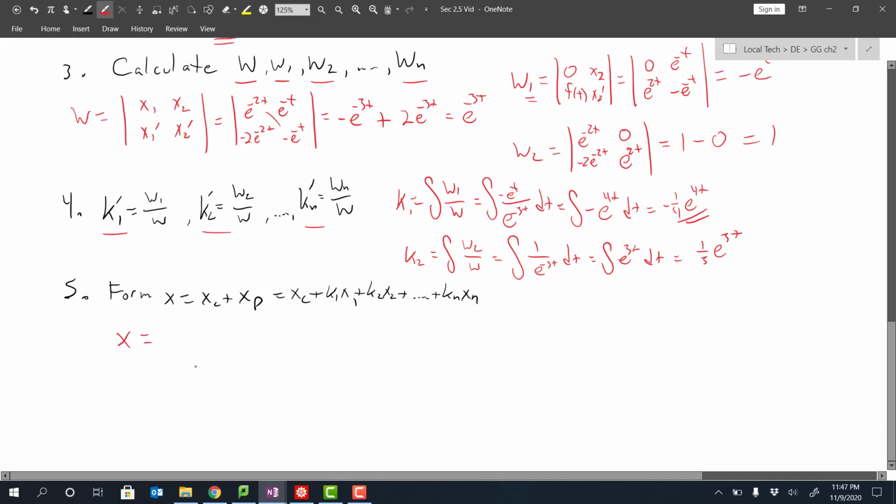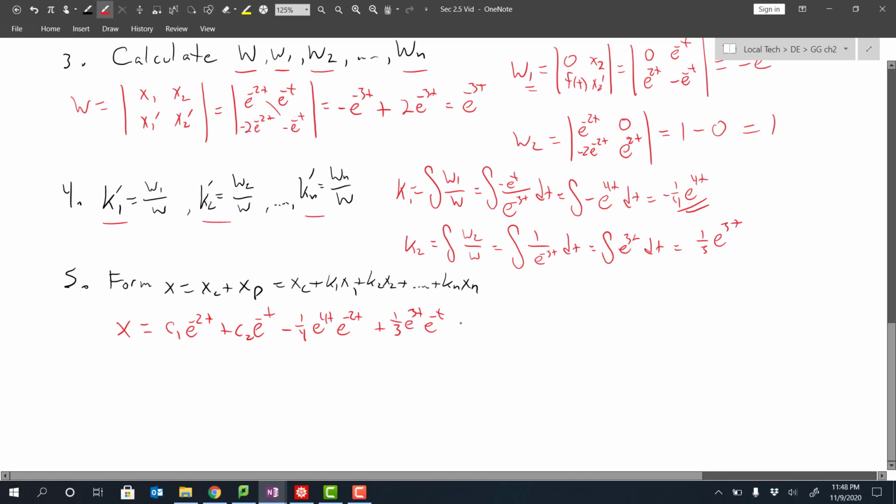My general solution should look like my complementary solution. So that'll be C1 e to the negative 2t plus C2 e to the negative t. And then I have plus K1 times x1 plus K2 times x2. So K1 is negative 1/4 e to the 4t. So that's K1 times my x1, which would be e to the negative 2t, plus my K2, which is 1/3 e to the 3t, times my x2, which is e to the negative t. So I've kind of just dumped everything into my general solution here. And then lastly, I would simplify this.